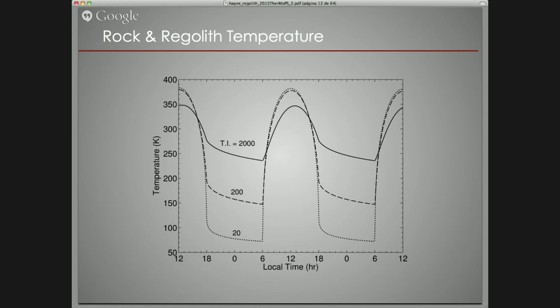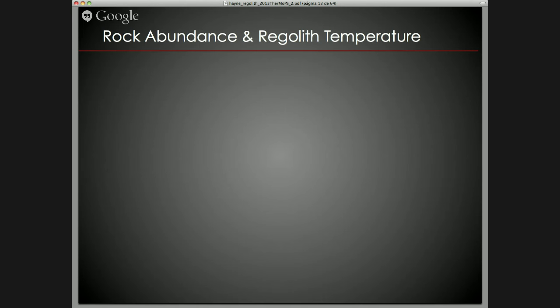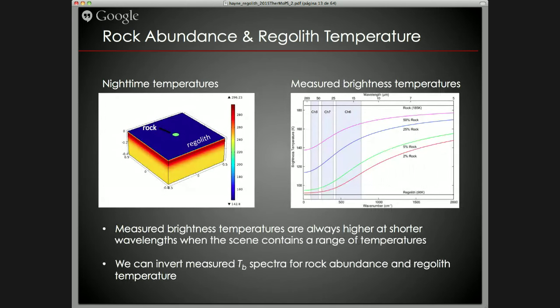So if you have, say, this is your pixel on the surface and you've got a rock in the middle, this is nighttime temperature. The regolith is very cold, the rock is warm. The bottom axis is wave number, or wavelength on top. So longer wavelengths are to the left and shorter wavelengths to the right. So the shorter wavelengths, as you increase the rock abundance, so this temperature down here is the regolith temperature, 90-some Kelvin. You start adding rocks, so here's 2% rocks, 5%, 25, 50%, and then 100% rocks. In this case, we modeled the rock as having a midnight temperature of 185 Kelvin.